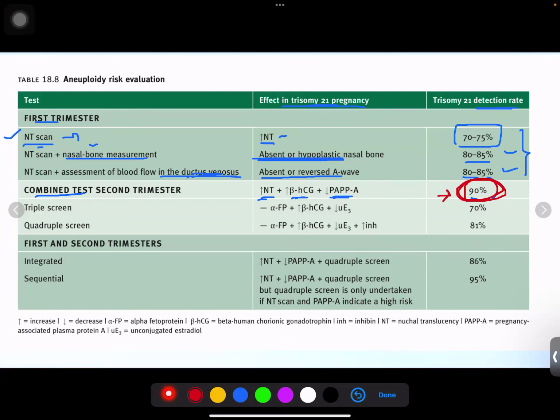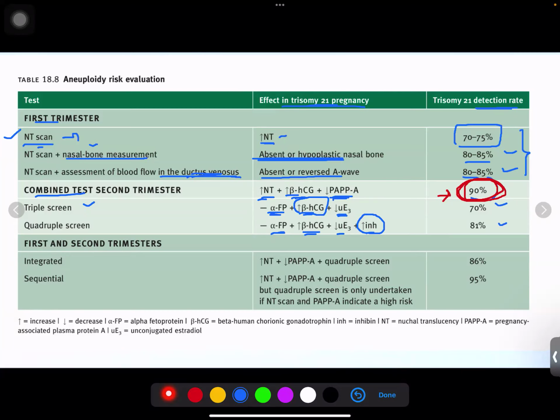Then the next is the triple screen. I have told you: alpha fetoprotein, beta HCG, estriol; and quadruple test: alpha fetoprotein, beta HCG, estriol, inhibin. In Down syndrome, what happens is beta HCG is raised and inhibin is raised. These two things are raised. PAPP-A is reduced, estriol is reduced, alpha fetoprotein is reduced or unchanged as well. So the triple screen has a 70% detection rate, quadruple 80%.